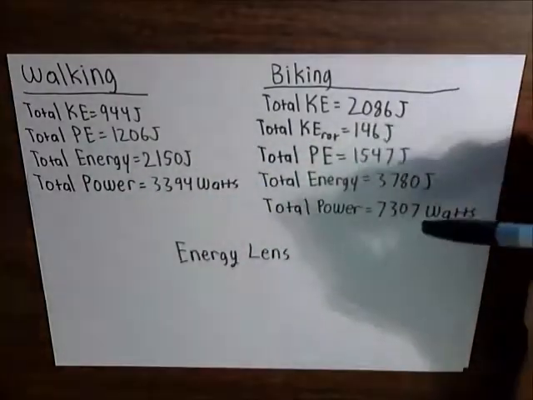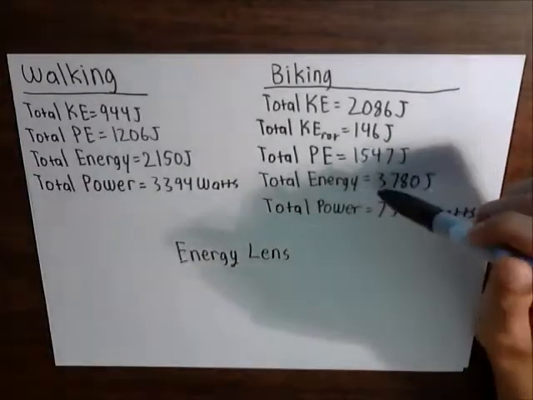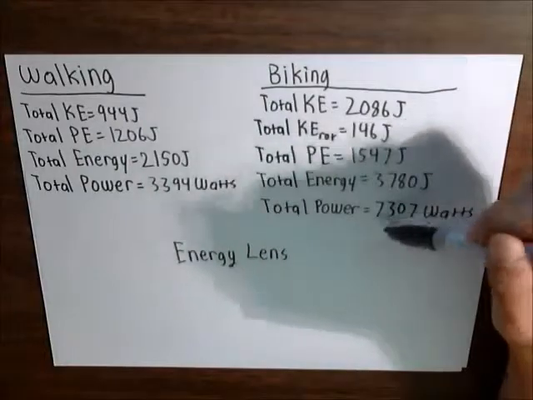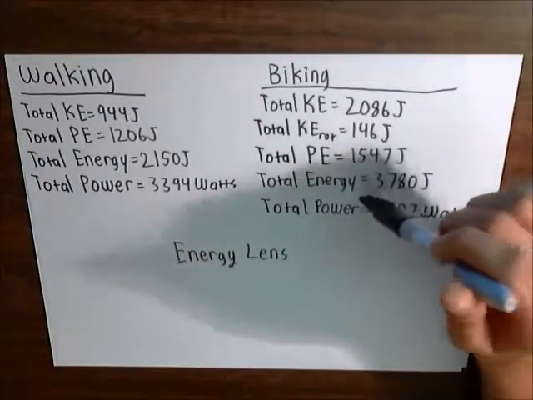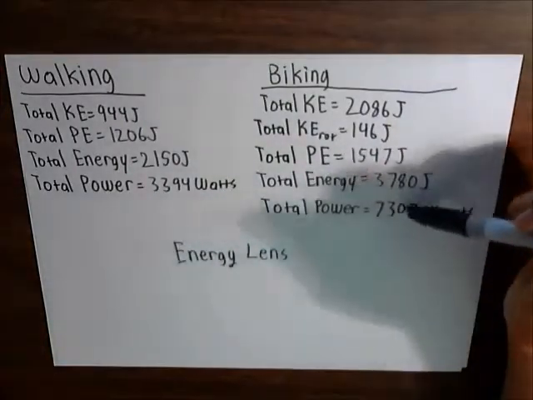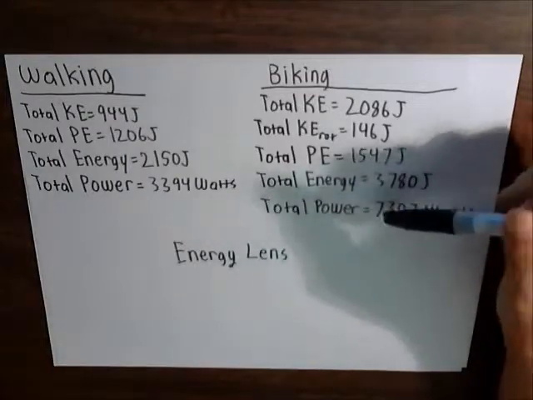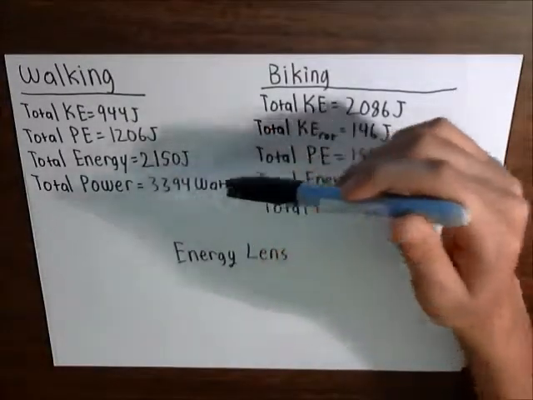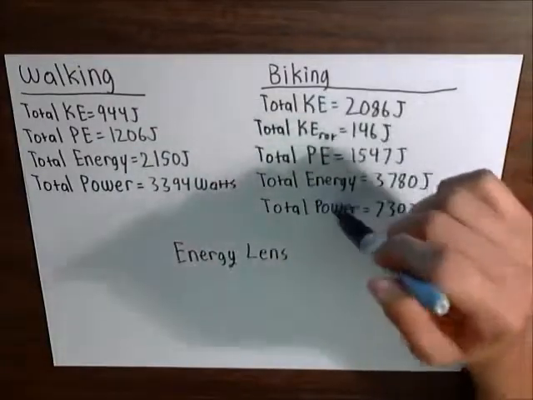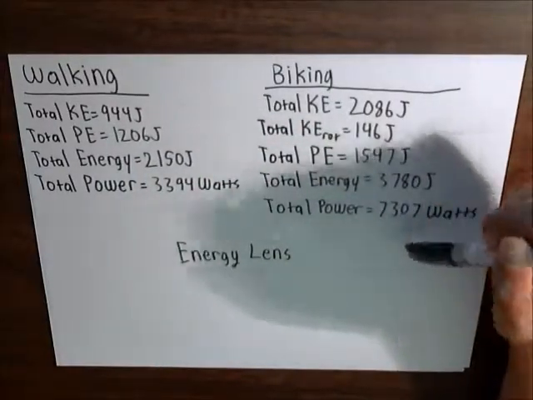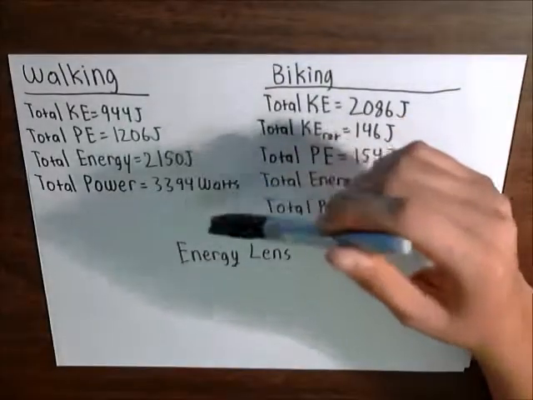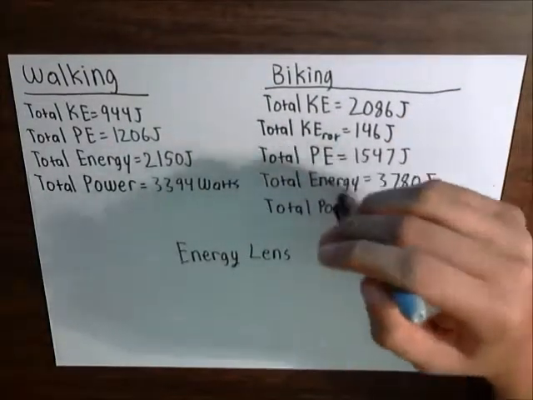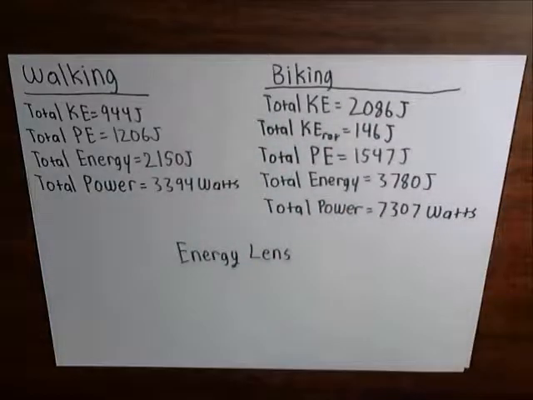It's only about a third larger, but the total power is much larger than the total power of walking, and that's because all this energy is expended in this much smaller period of time. So we get total power of 7,307 watts compared to 3,000 watts. So biking requires a lot more power than walking does. So our conclusion is that walking is probably more efficient when it comes to moving up ramps.